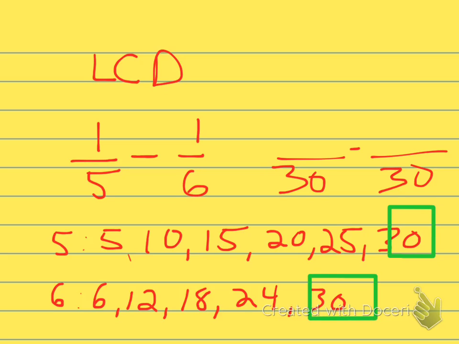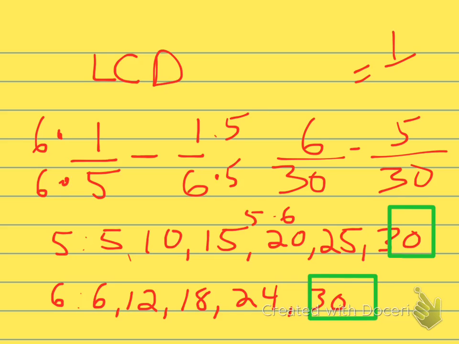Now how did we get to the 30? Well, the 5 we had to multiply by 6 because 5 times 6 is 30. So we would do the bottom times 6 and the top times 6. So 6 times 1 is 6. 6 times 5 is 30. On the 6 we had to multiply it by 5 on both top and bottom. So now we can subtract them, and you would get 1/30. And that's where we're going with. But a least common denominator is basically the denominator common multiple.